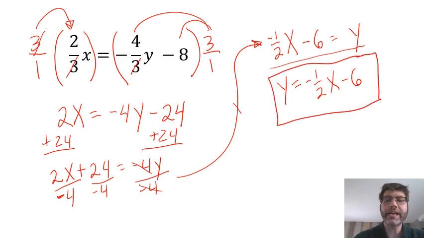This is a fantastic equation that you can now graph with a slope of negative 1/2, and it goes through the y-intercept of negative 6. All right, thank you.